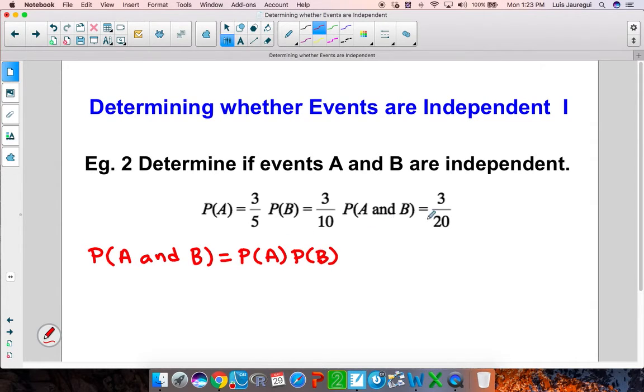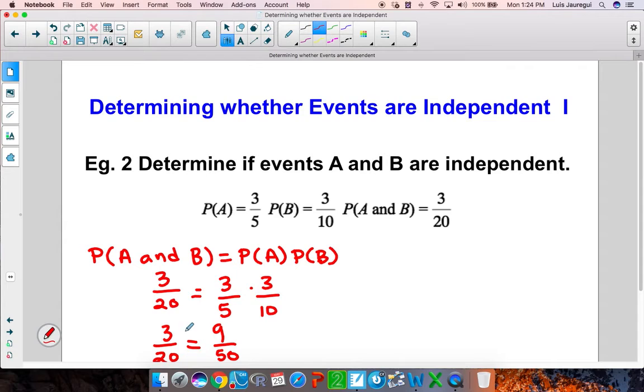Let's go ahead and substitute in what we know. We know the probability of A and B is 3/20, so let's write it down in there. We know the probability of A is 3/5, and we know that the probability of B is 3/10. Now, rewriting things out here, we have 3/20. Let's see if this is the case in this right hand side. So we have 3 times 3 is 9, and 5 times 10 is 50.